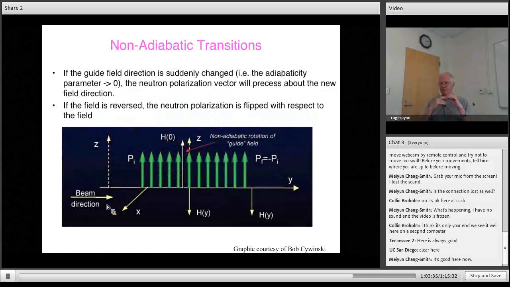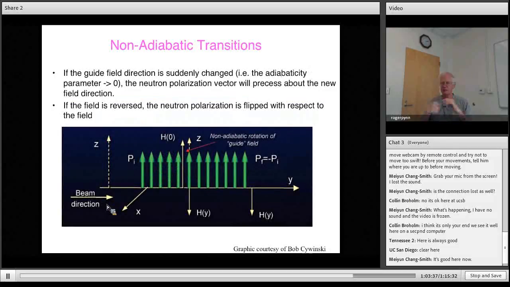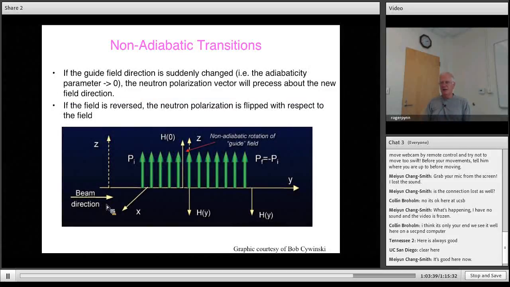If the guide field direction changes suddenly, which means that the adiabaticity parameter tends to 0, then the neutron polarization doesn't have time to change. So here's a situation in which you have a magnetic field H0 pointing upwards, and then suddenly you change the direction of the field so that it's pointing downwards.